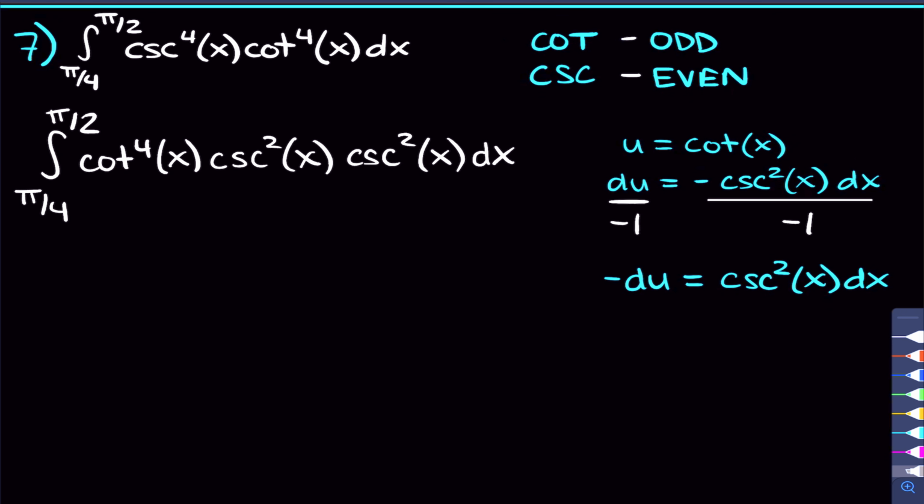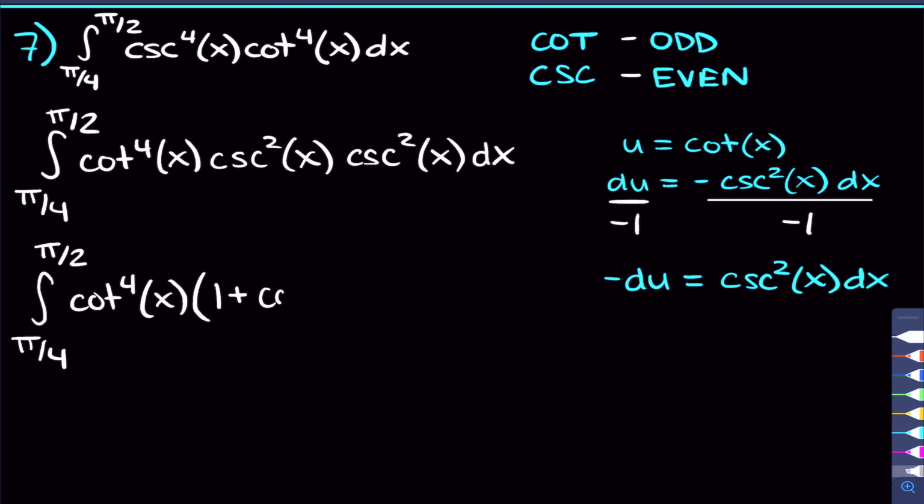So we're going to write this integral as the integral from pi over 4 to pi over 2 of cotangent to the 4th of x times, we just said that cosecant squared was 1 plus cotangent squared. And that's times cosecant squared of x dx. And now it seems like we're all good to substitute, right, and do our u substitution. Well, not quite. There is one more thing that you have to worry about here.